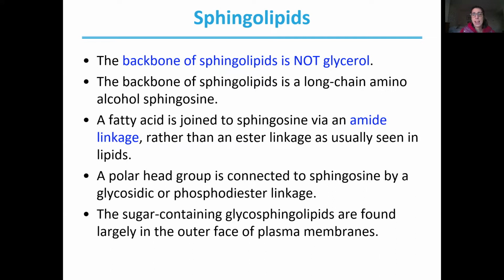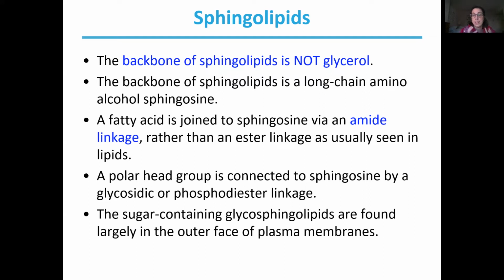Now, these fatty acids, instead of attaching to glycerol, which remember attaches via an ester link, are going to attach to sphingosine via an amide linkage. So we're attaching with a nitrogen bond instead of an oxygen bond. Now, sphingosines also are going to have an attached fatty acid, and they can have different polar head groups that give them unique variety.